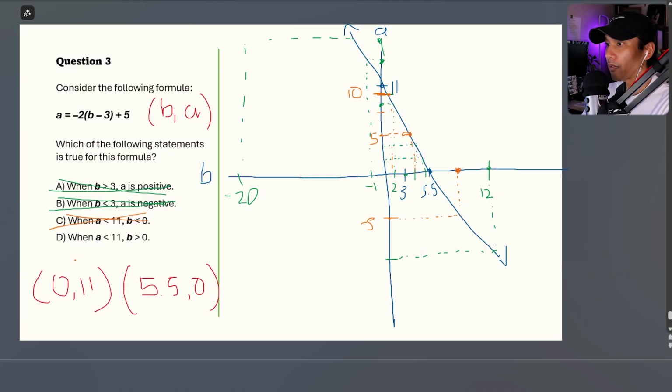Now, when A is less than 11, B is greater than 0. Well, we've already tested that. We found out any number that's below 11 is greater than 0 on the B axis. So we've already done that, and that is true. So the answer is D.